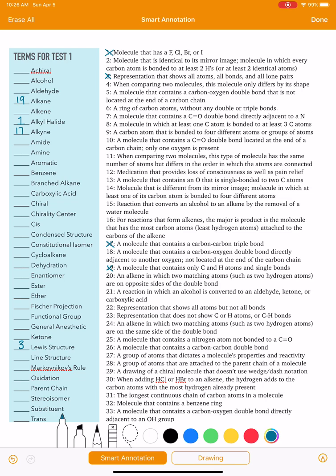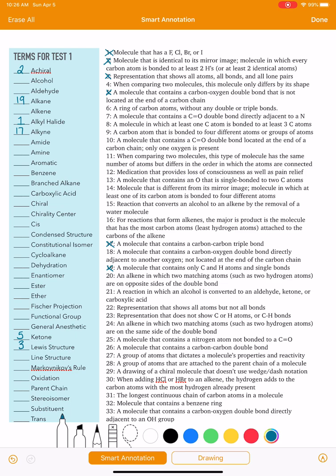Let's do number 2, a molecule identical to its mirror image. A molecule that's identical to its mirror image, that's achiral. Number 2 is achiral. I'm skipping number 4. Number 5, a molecule that contains a carbon-oxygen double bond that is not located at the end of a carbon chain. That's one of our functional groups, and that is a ketone. Number 6, a ring of carbon atoms without any double or triple bonds is cycloalkane.